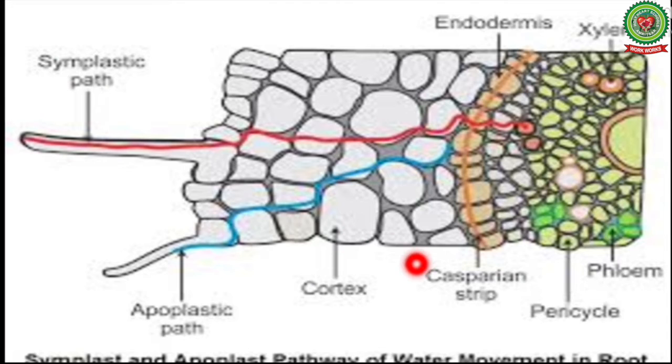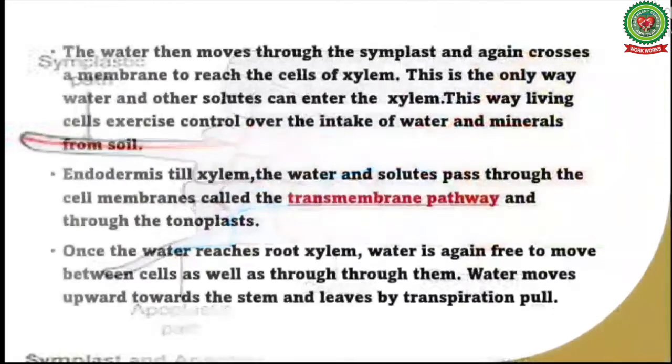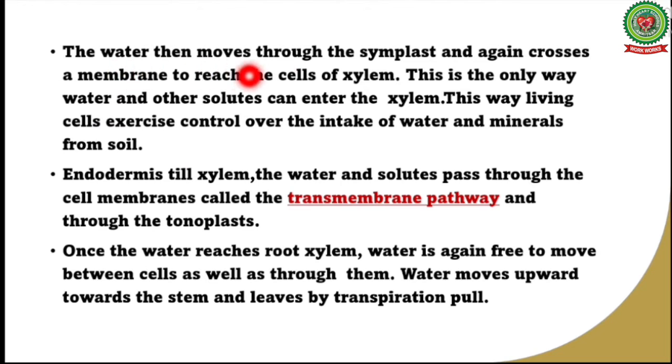In this image, we can see the Casparian strip, that is the waxy layer of suberin that is present in the lateral cell wall in the form of a band that blocks the movement of water. Then water moves through the symplast and again crosses a membrane to reach the cells of xylem. This is the only way water and other solutes can enter the xylem. This way, living cells exercise control over the intake of water and minerals from soil.